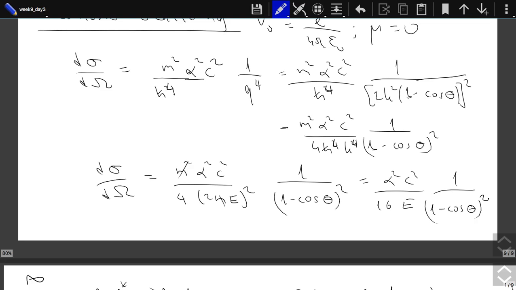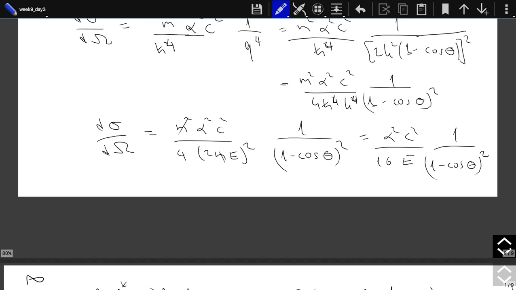Okay, one thing, there's no h bar here in the final result. But this is also the classical result. If you calculate the classical cross-section for the Coulomb potential, this is what you would obtain. Exactly the same expression.